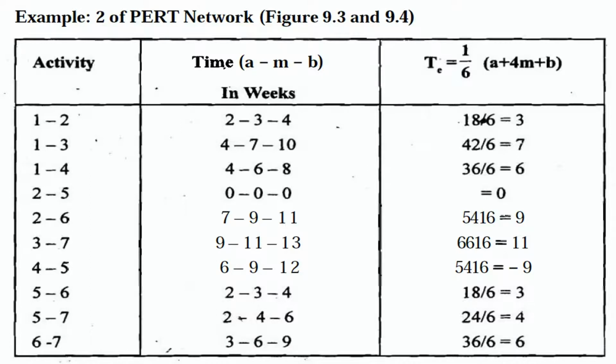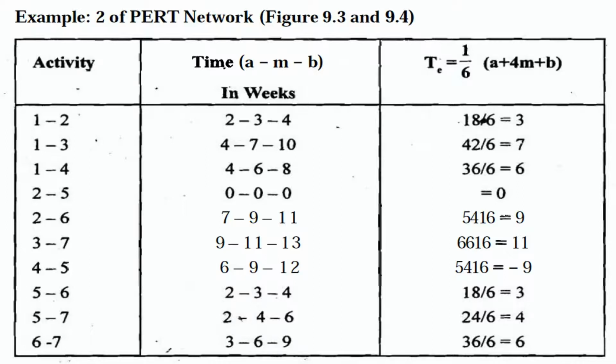Now similarly, the second activity, please note the schedule of activity here. One activity is from 1 to 2, another activity is from 1 to 3, another activity is from 1 to 4, and all these 3 activities, that is 1 to 2, 1 to 3 and 1 to 4, may be performed in parallel. Now the time in weeks for the 1 to 3 activity, which starts from event 1 and completes on the occurrence of event 3: the most optimistic time is 4 weeks. The average time is 7 weeks.